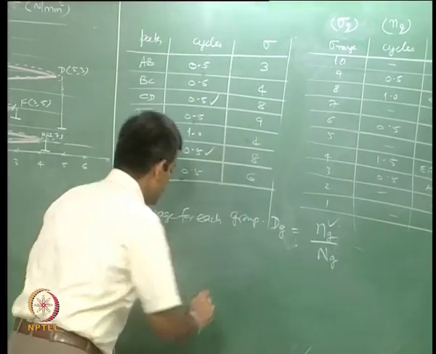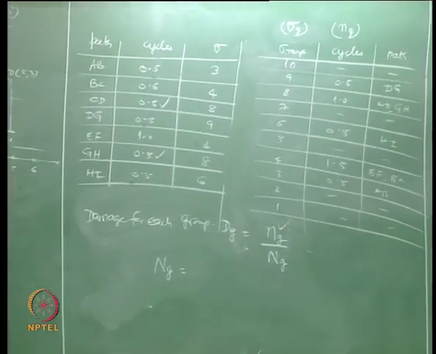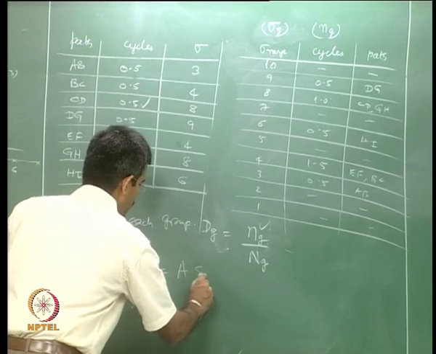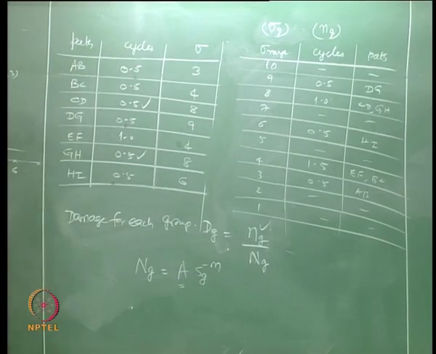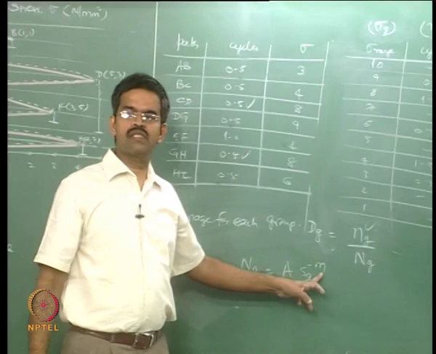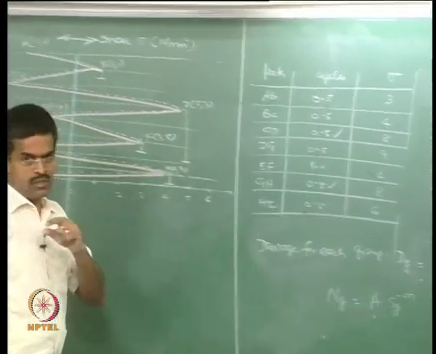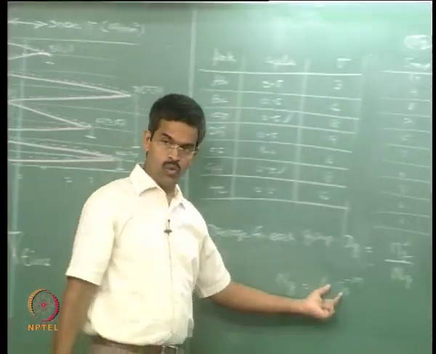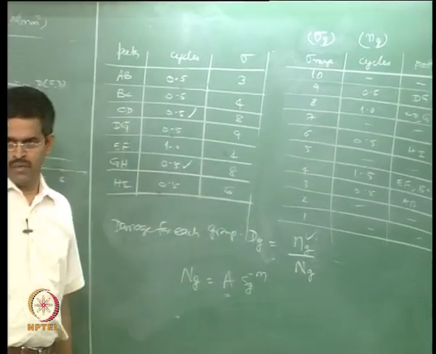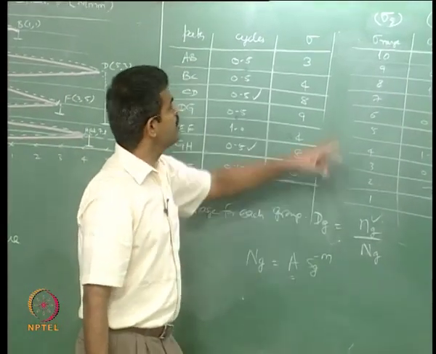but capital Ng is equal to A Sg to the power of minus m, is it not? A of course is a constant and m is the slope of the Sn curve. Now, if you know the corresponding Sn curve based on which this experiment was conducted and material was derived, you will use that Sn curve and find the slope. Usually it is 3 for standard materials used in marine structures, and Sg you already know for various groups.